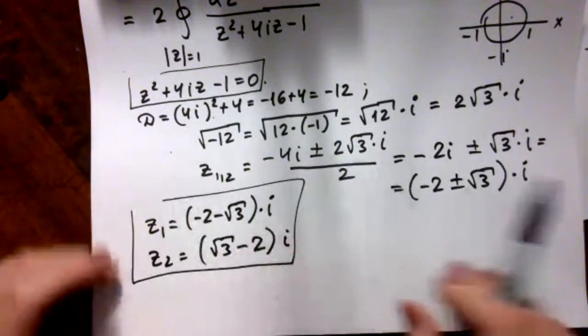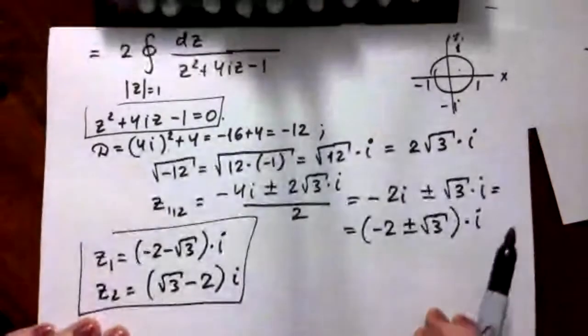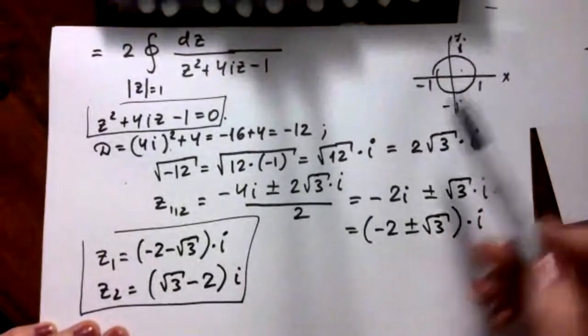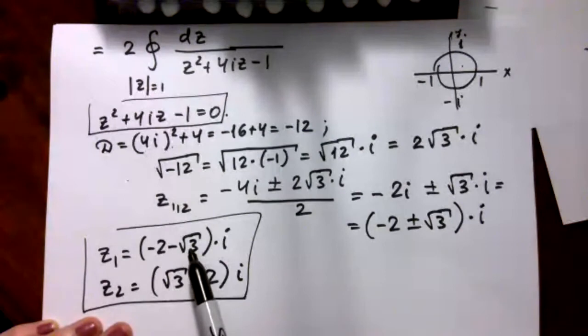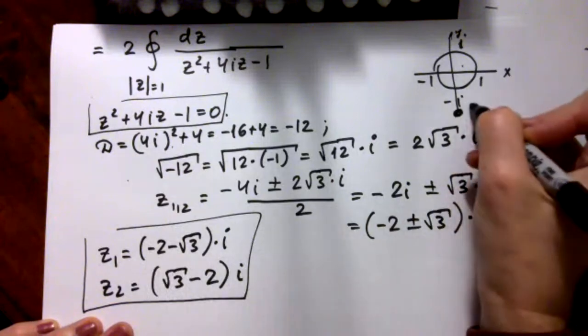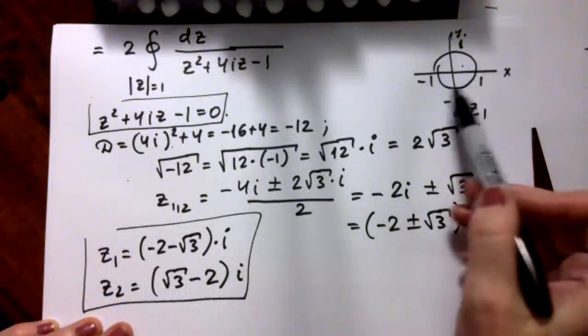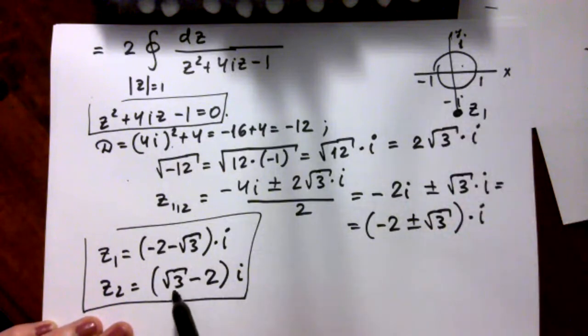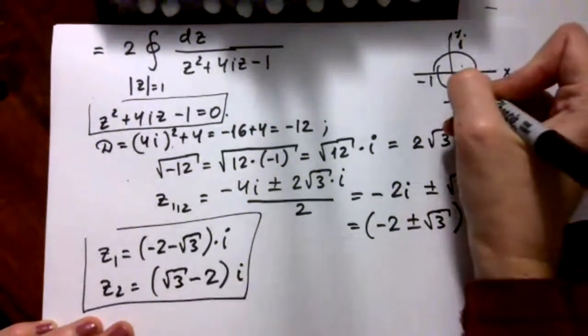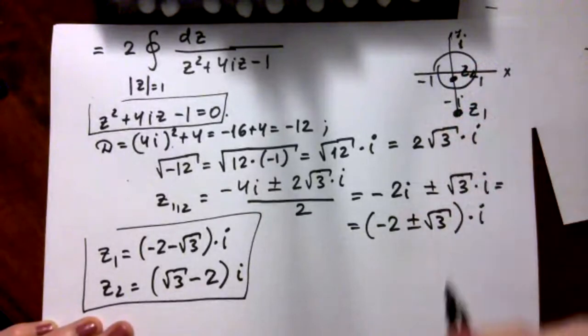Okay, so we do have our singularity points. And now we need to determine which of them lies inside the circle. So what is this number? Minus 2 minus square root of 3. Square root of 3 is approximately 1.5. So it will be minus 3.5. It's definitely somewhere here, so z1 is outside the circle. That is why we are not interested in this point. What about this one? This will be 1.5 approximately, minus 2, it will be minus 0.5. So it's definitely inside the circle.